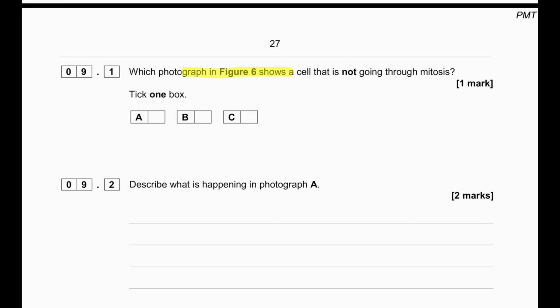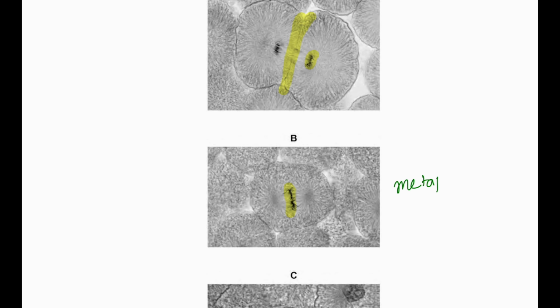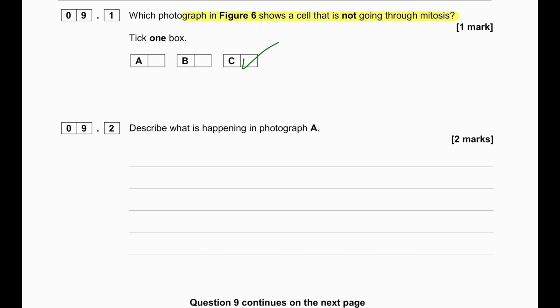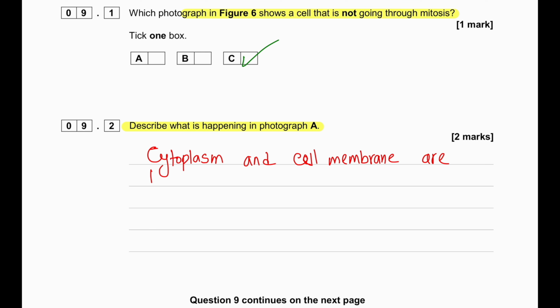Which photograph shows cells that are not going through mitosis? So definitely the answer will be C. Describe what is happening in photograph A. In photograph A, since the process of cytokinesis is going on, the cytoplasm and cell membrane are dividing to form 2 identical daughter cells.